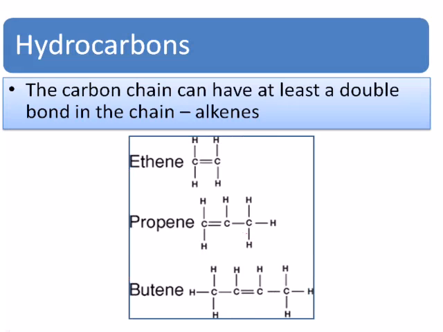Right, I've got these examples. I've got ethene, propene, and butene. As you can see, they all end in what? In. Okay, this is my suffix because it ends in "ene".